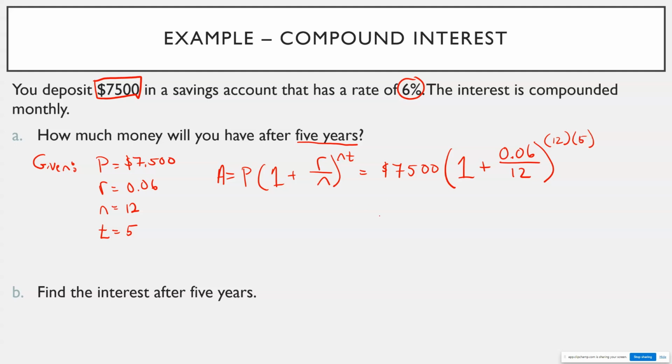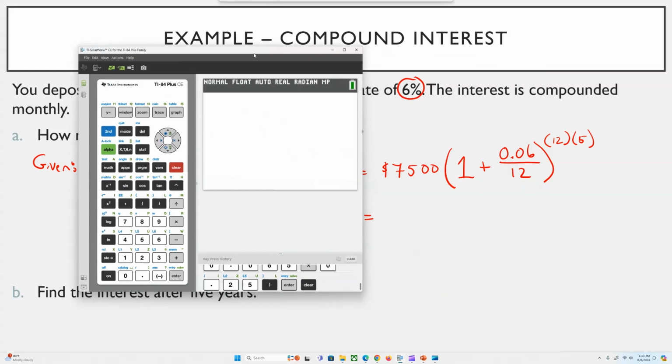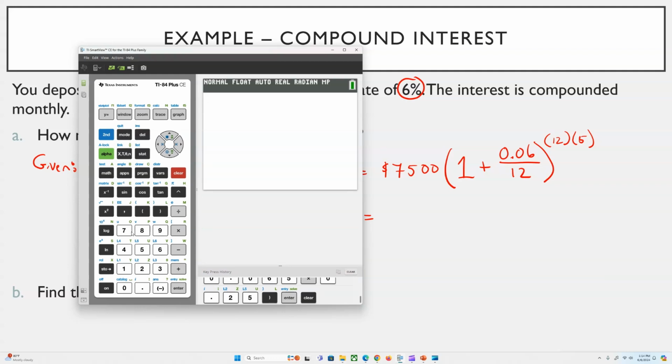All right, let's figure out what this is. I'm going to show you how to do this all in one quick step in your calculator. You have to be very diligent when you do this in your calculator, because one little typo or one little input incorrectly will cause the result to be incorrect. So let's take $7,500 times, let's start a set of parentheses, 1 plus 0.06 divided by 12. I'm going to close that parentheses, and I'm going to raise this to the 12 times 5 power.